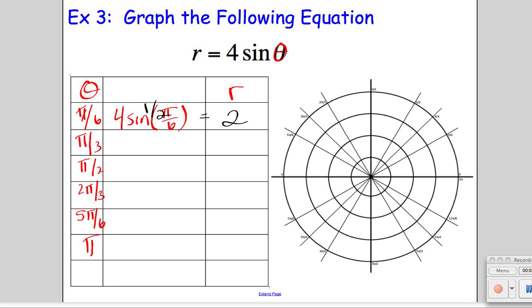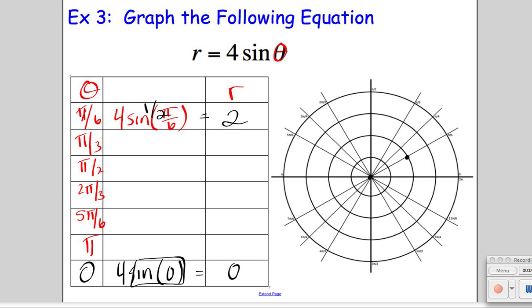And I could start by graphing this if I'd like. At pi over 6, I'm at 2. Oops, I forgot to do 0. I should do 0 as well. Sorry, let me sneak in 0 down here. Let's plug in 0 as well. 4 sine of 0 will equal, let's see, sine of 0 is 0, so I'm actually going to get 0. So my first point is at 0, 0.